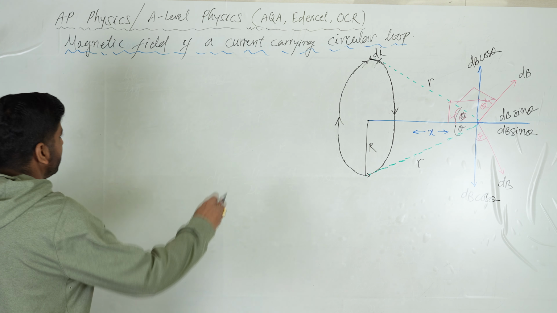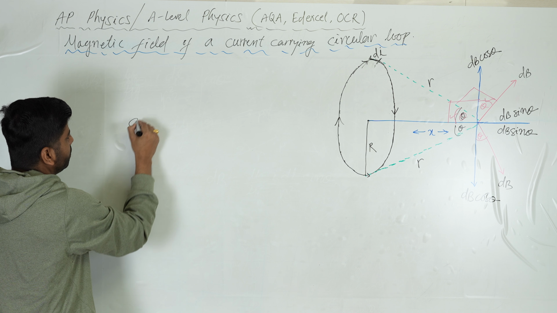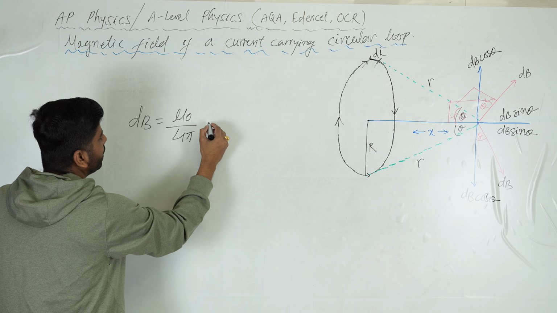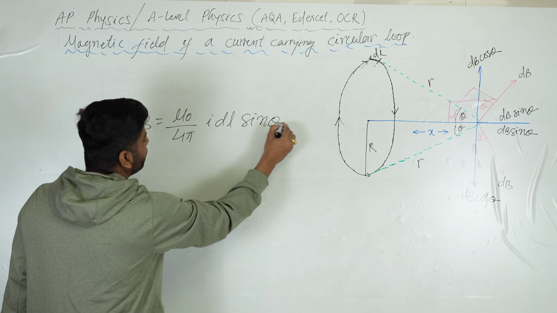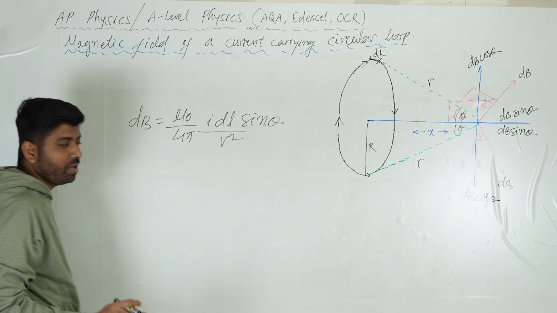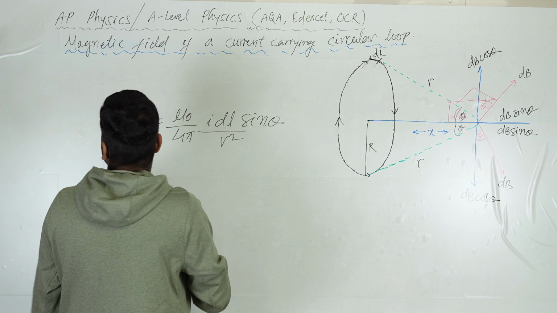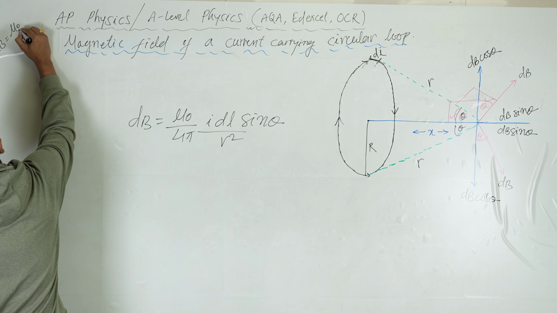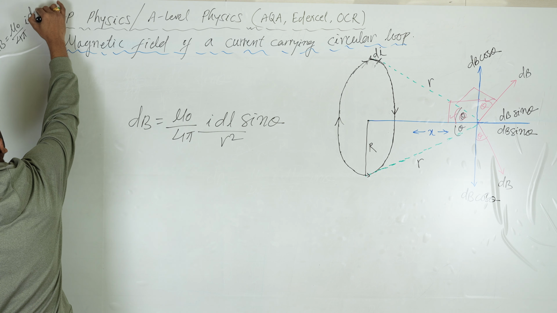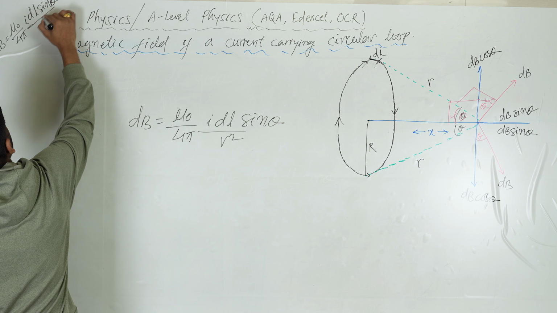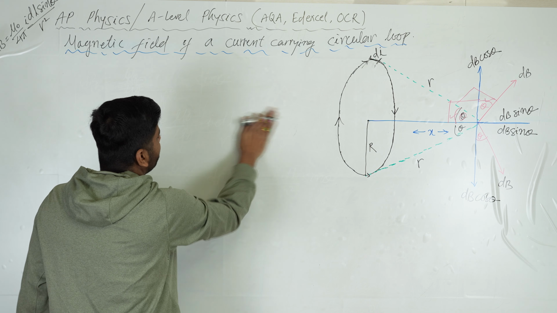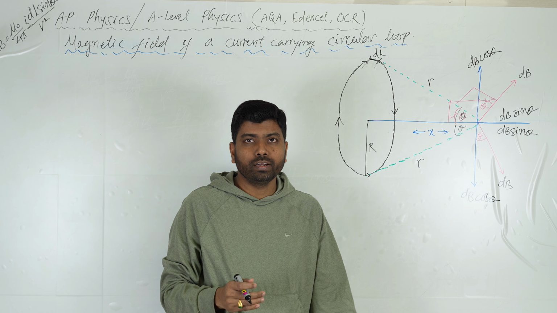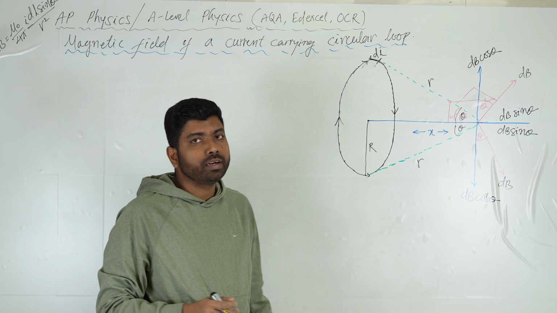I want to tell you that the Biot-Savart law, if you remember, is dB equals mu naught upon 4 pi I dl sine theta upon r square. I think you are familiar with this law, and we have already discussed it. I want to write here dB is equal to mu naught upon 4 pi I dl sine theta upon r square. And we will use the Biot-Savart law to find out the total magnetic field intensity due to this current carrying circular loop.